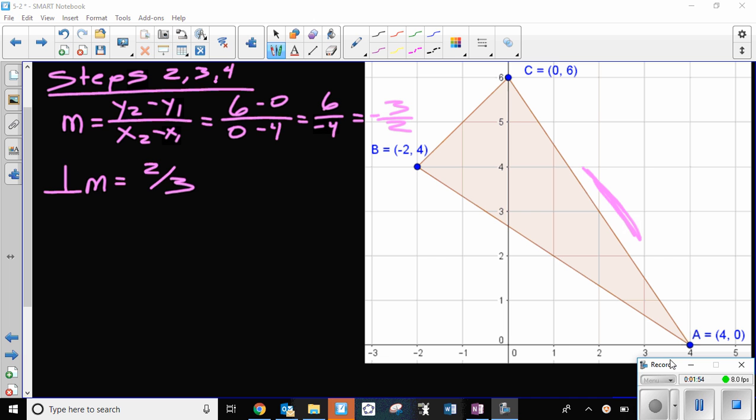And then it has to go through the opposite vertex. This will be step 4. We need to use the perpendicular slope along with the opposite vertex, which in this case, opposite to this side, is going to be coordinate B. So I'm going to use the coordinate negative 2, 4. I noticed that that is not the y-intercept, so I need to use point slope form, which looks like this. And then we're going to plug in our point and our slope, and solve it into slope-intercept form.